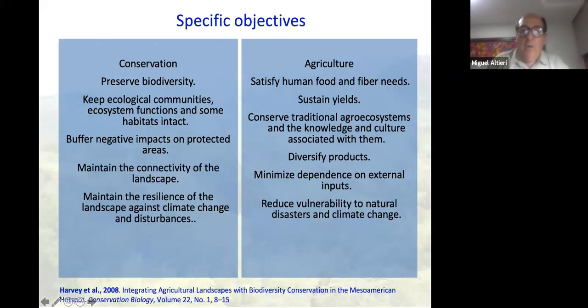So the goals of conservation are very similar to the goals of agriculture. On the one side, we want to preserve biodiversity. We want to keep ecological communities and ecosystem functions and services. We want to maintain connectivity of the landscape. We want to increase the resiliency of the landscape. Well, in agriculture, we want to satisfy human food and fiber needs. We want to sustain yields. We want to diversify production. We want to minimize dependence on external inputs, and we want to reduce the vulnerability to climate change.